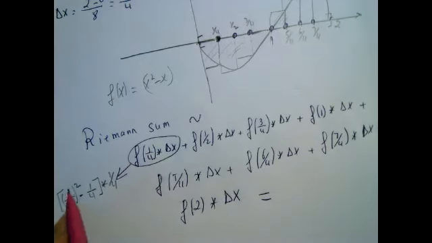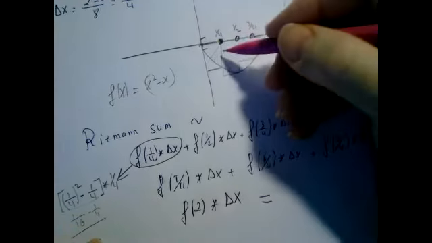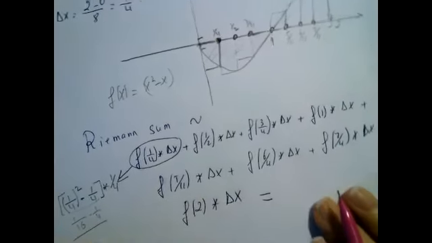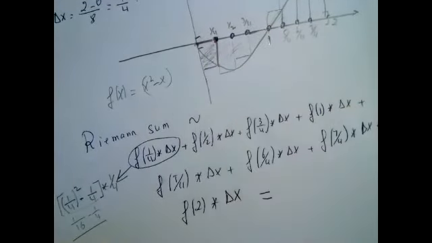So here I will get 1/16 minus 1/4. This is definitely a negative number. So when I multiply it by delta x, I'm going to get minus this little area.